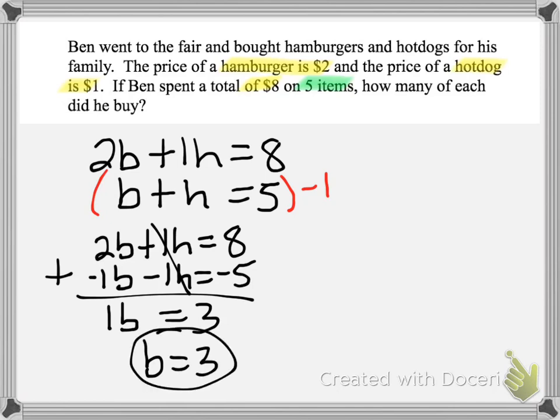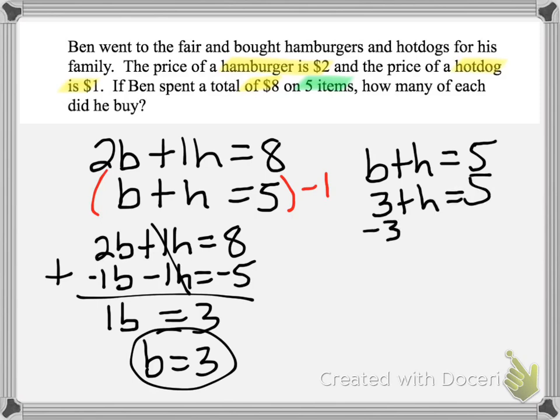Well, when you pick your second equation for these kinds of word problems, always pick that bottom one, b plus h equals 5. That's a much easier equation to work with. Now, you can choose the top one if you want to. It's just going to take you a little longer to solve for. This one, I know that my b value is 3, so I plug in 3 for the b value and solve for h. So minus 3, and I get that h is equal to 2. So my hamburgers are $3, my hot dogs are $2.